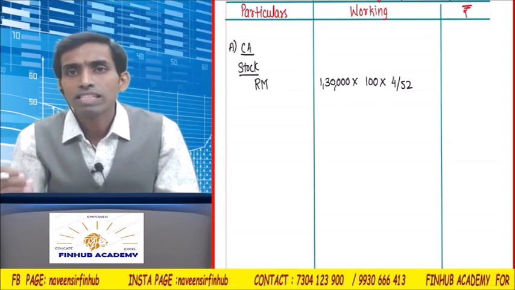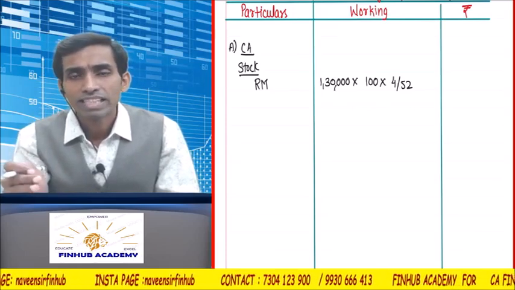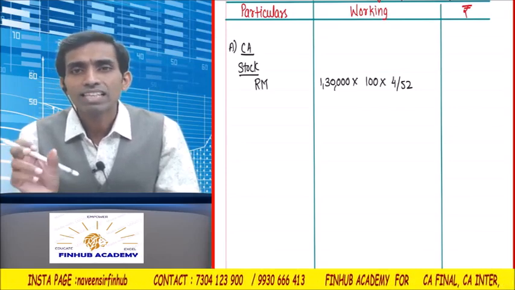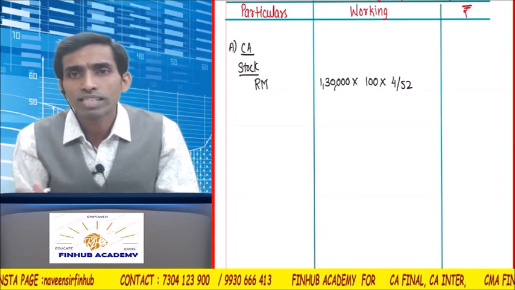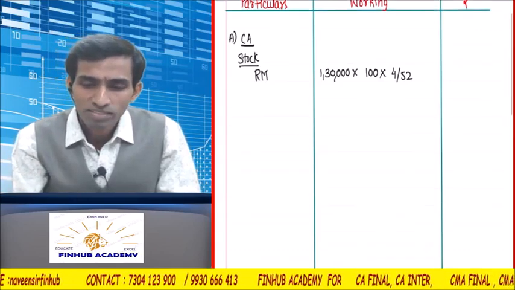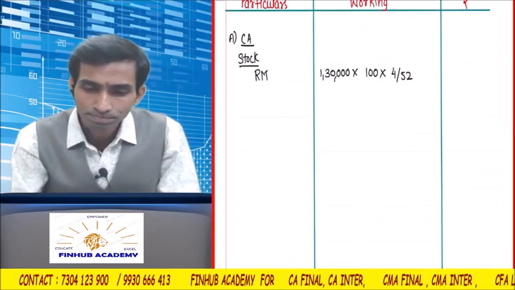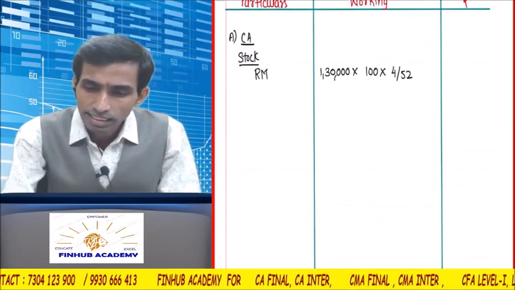Everything, all the periods should be the same. So everything is in week except the raw material. So convert that into weeks. In a year, in a month, how many weeks are there? 4 weeks. So 4 by 52. Yes, how much is the calculation value? 10 lakhs.